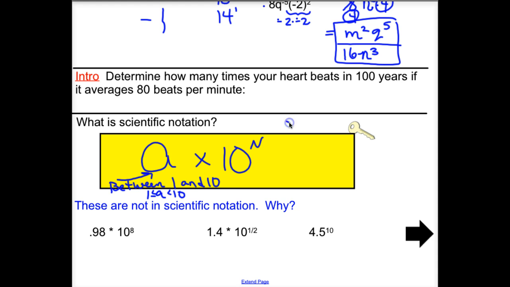And this exponent right here has to be what we call an integer. An integer is 0, 1, 2, 3, forever and ever, and it's negatives. Notice there are no decimals, there are no fractions in our scientific notation in the exponent.